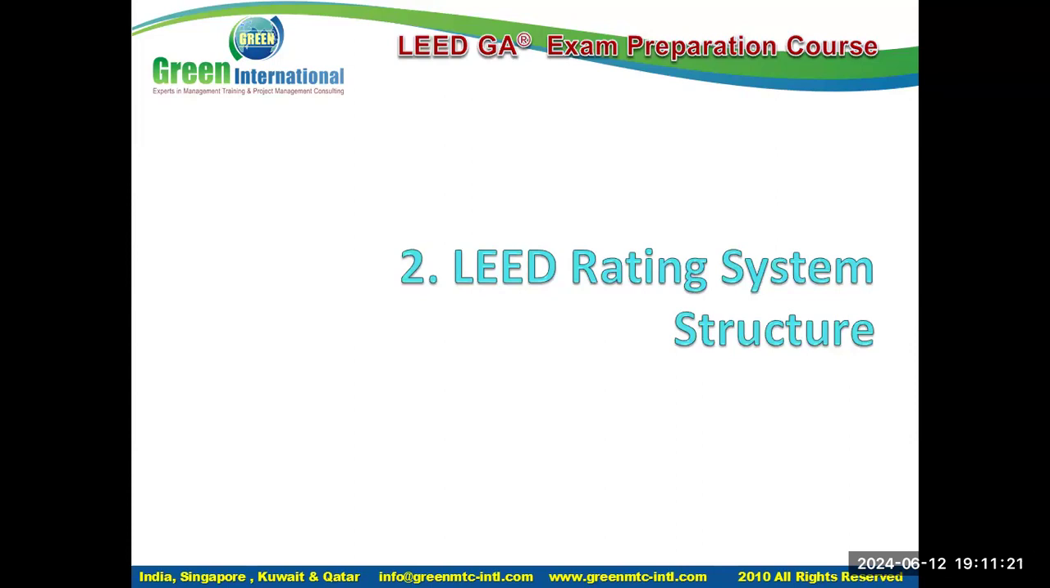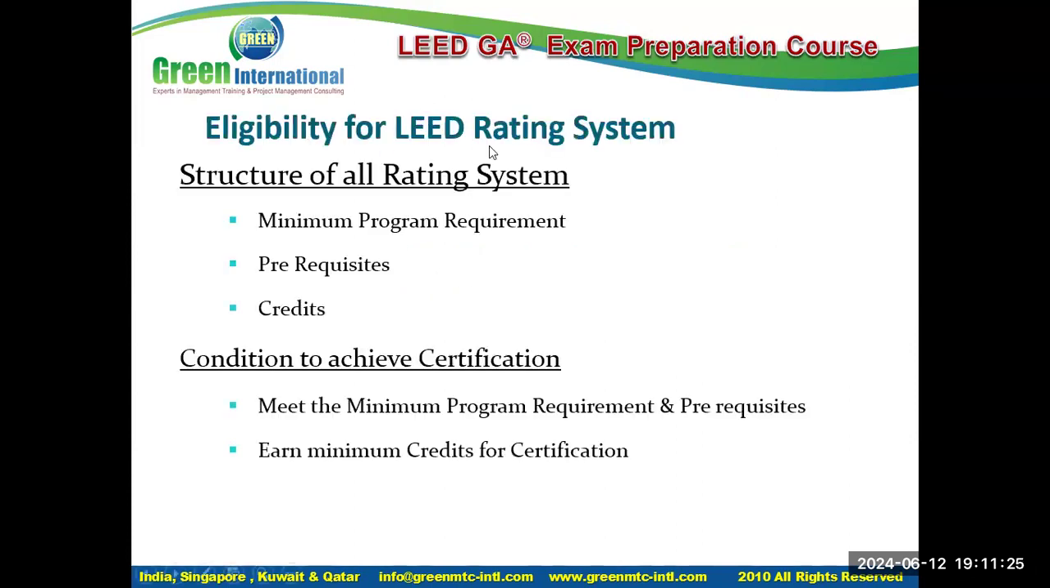Now the structure. What is the LEED rating system structure? The structure of our rating system, whether it is new construction or home or whatever the rating system, consists of 3 main things, right? Minimum program requirement, prerequisite, credit. Minimum program requirement, I would say MPR, right? This is called eligibility. Which projects are eligible to apply for LEED certification? That's called the minimum program requirement.